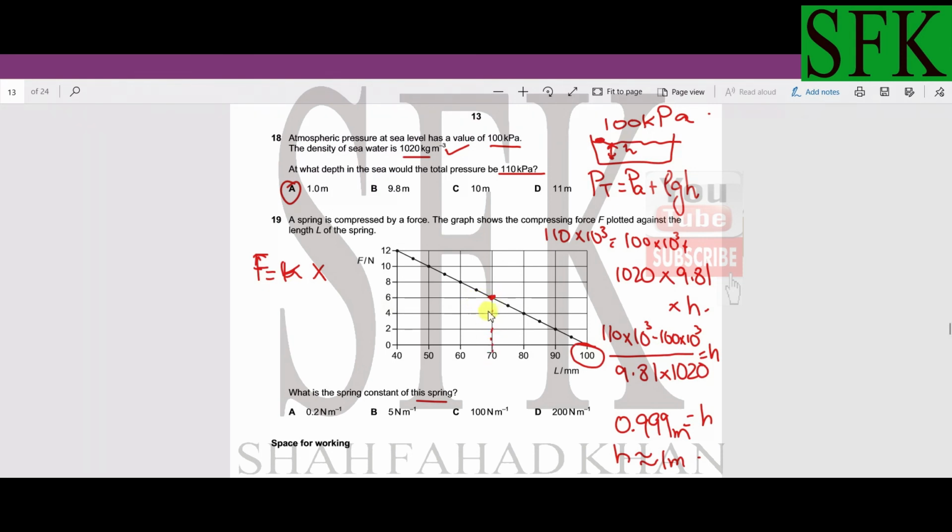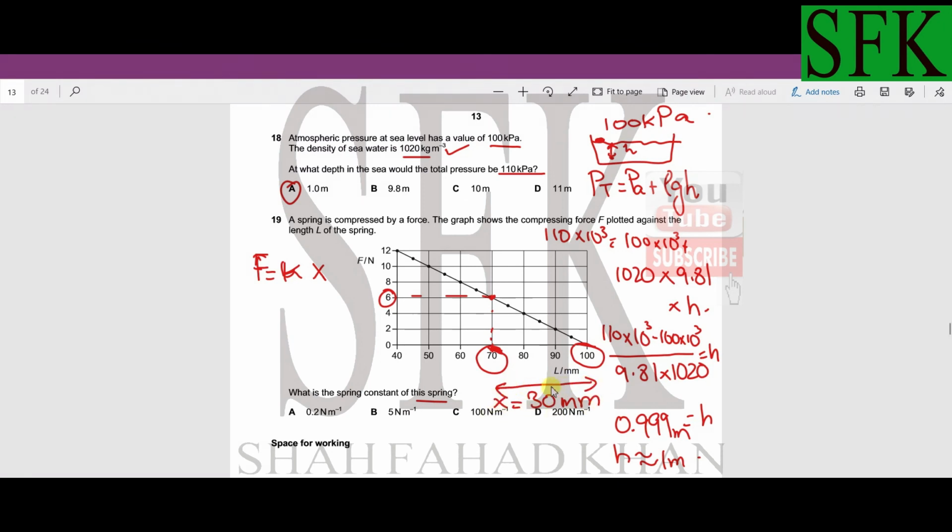At this point, when the force of 6 newtons is applied, the length is 70 millimeters. But guys, this is the total length of the spring due to this force, not the original length. This is not the compression. This is not the value of x. The value of x is actually the difference between its original value and the new value. It's 30 millimeters. So 30 millimeters is the value of x.